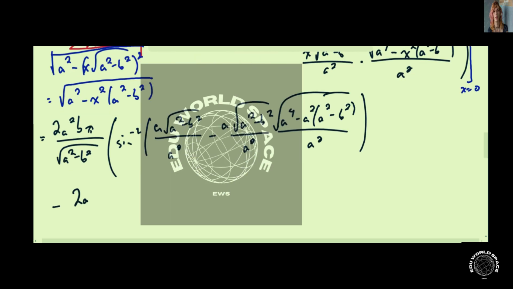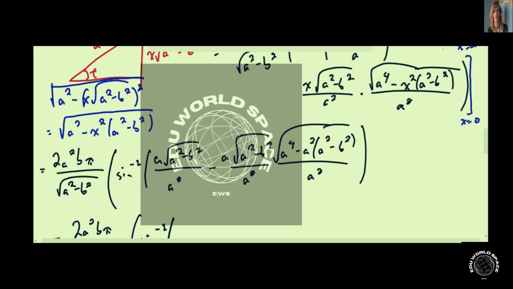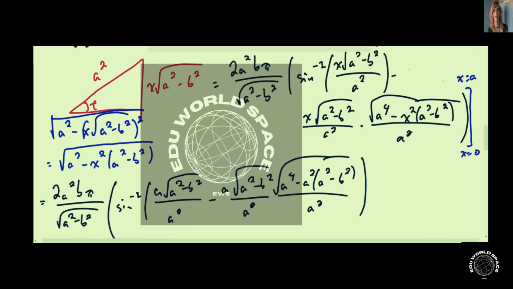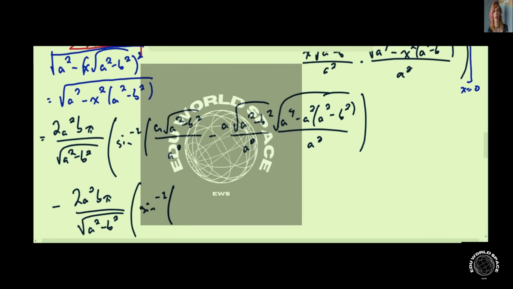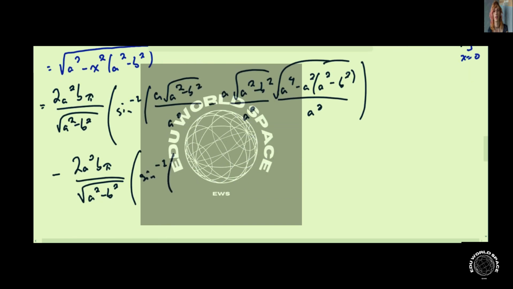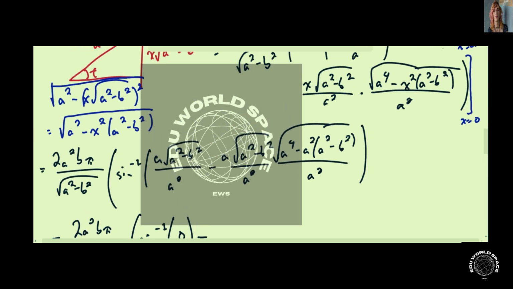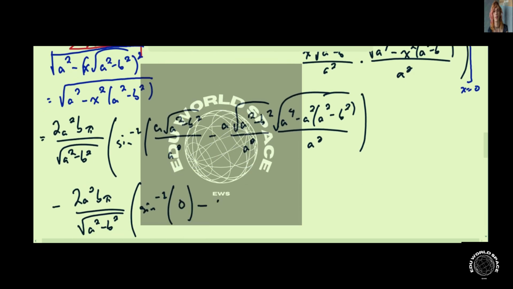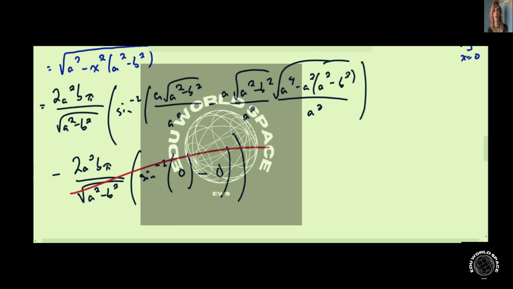Subtracted from the same thing over square root of a squared minus b squared times the arc sine of, plugging in 0 now, we'll have just the arc sine of 0, which is 0. Arc sine of 0 minus 0 minus 0. So actually, we don't really care about this entire second term here. Everything becomes 0.